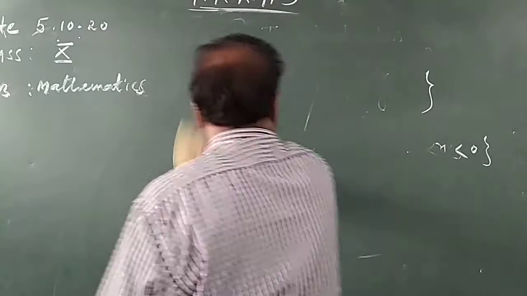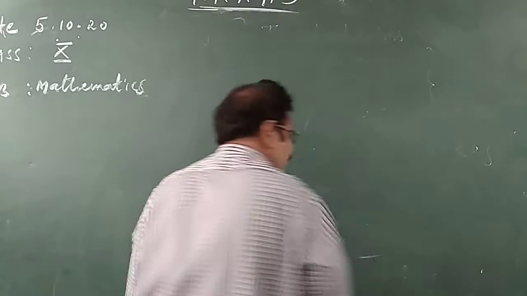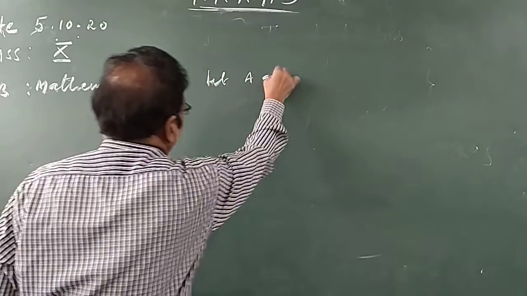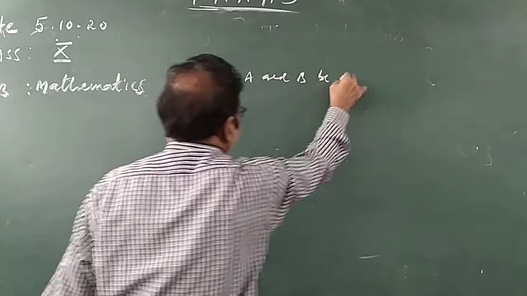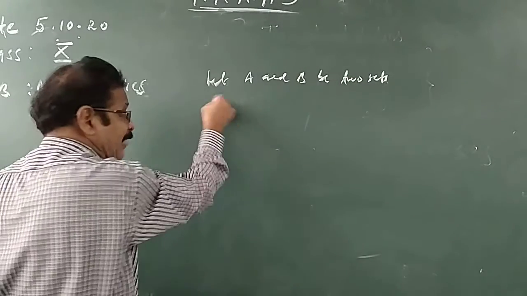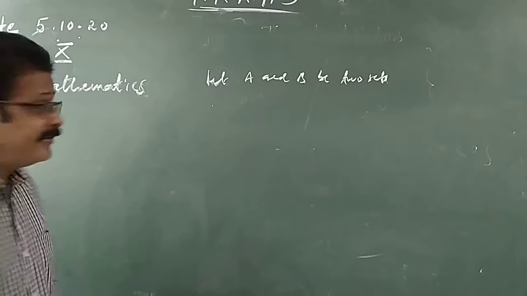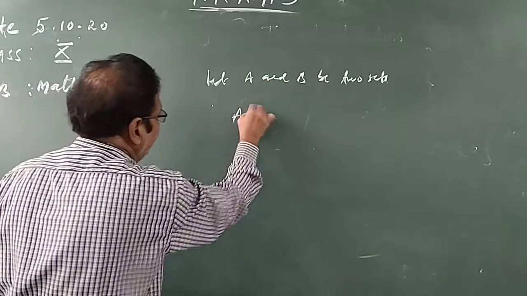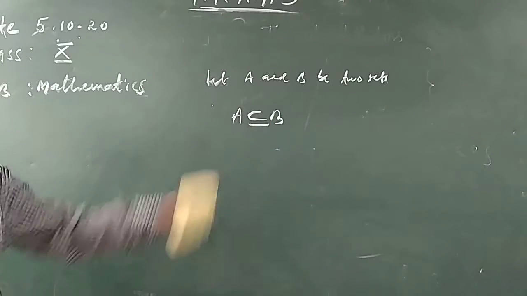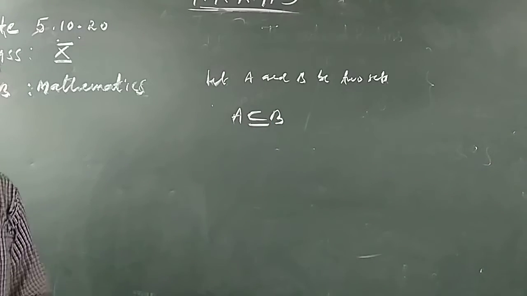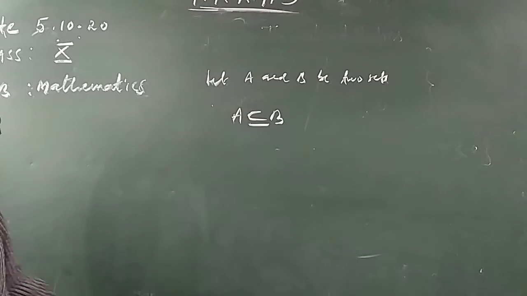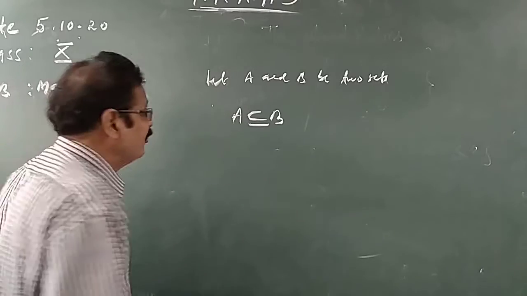What is a subset? Subset, I also explained in the last class. There are two sets. Let A and B be two sets. If every element of A is present in B, then A is said to be a subset of B. All the elements of A are in B, then we say A is a subset of B.